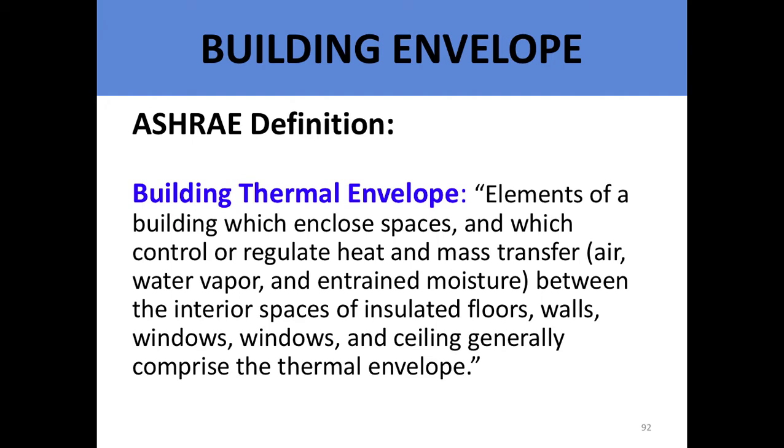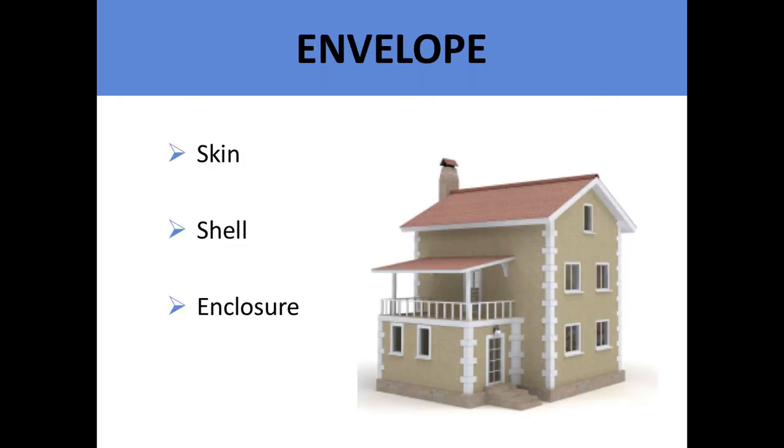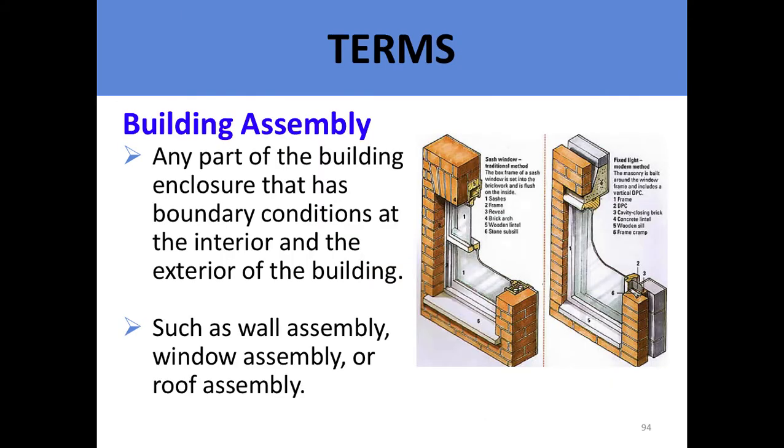Now, buildings also have a thermal envelope. Okay, the ASHRAE definition of a thermal envelope: elements of a building which enclose spaces and which control or regulate heat and mass transfer, air, water vapor, and entrained moisture between the interior spaces. Insulated floors, walls, windows, and ceiling generally comprise the thermal envelope. So let's talk about the different parts of the envelope. We have the skin, we have the shell, and we have the enclosure. That's all our building envelope.